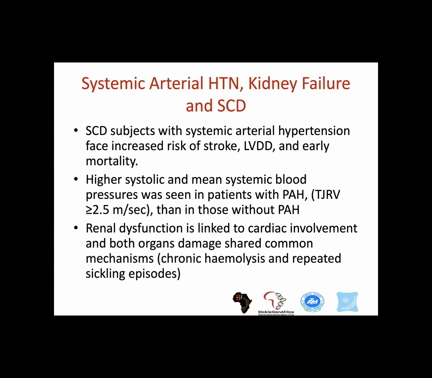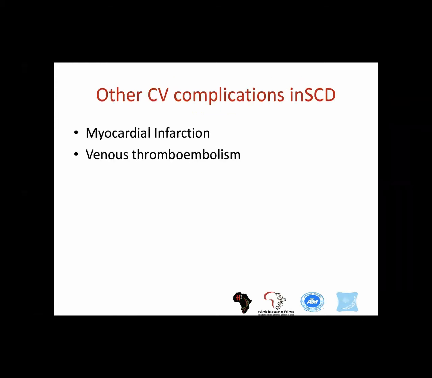And the patients who have higher pulmonary artery pressures have actually been found to have higher systemic blood pressure. This mirrors the pathogenesis, because the same thing that happens in the pulmonary vessels happens in the systemic vessels, with increased smooth muscle hypertrophy, increased vasculopathy and increased vascular resistance, leading to the pressures going up and affecting both systemic and pulmonary circulation. And of course, as I mentioned earlier, kidney dysfunction is linked to cardiac dysfunction. Both organs share common mechanisms, mainly hemolysis and repeated sickling episodes.